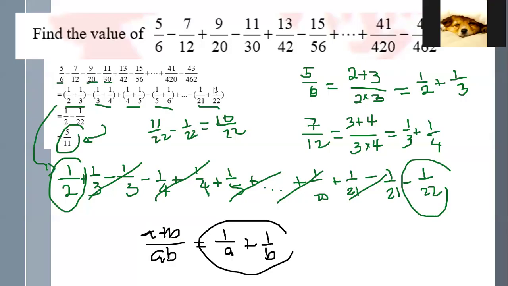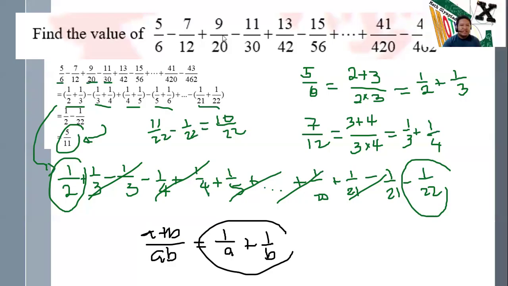Any question? Who's raising hands? No more? Okay, that's it. So partial fractions for this one. Try to learn partial fractions.